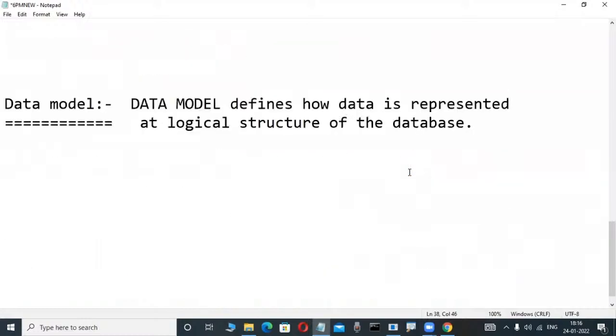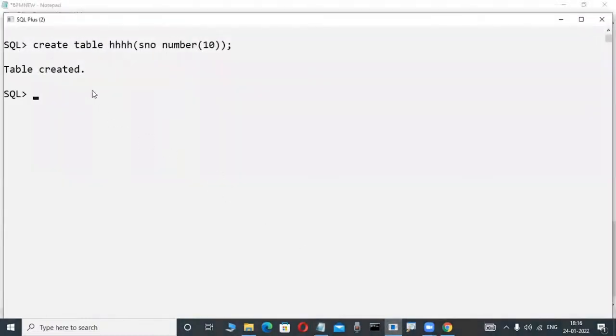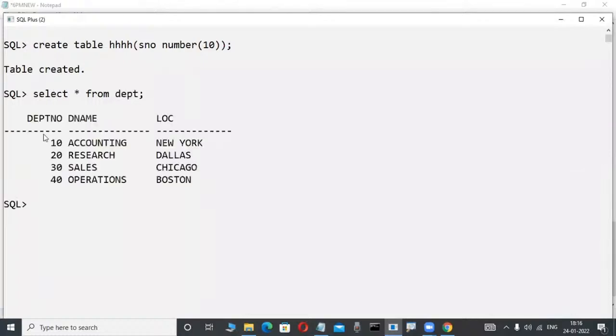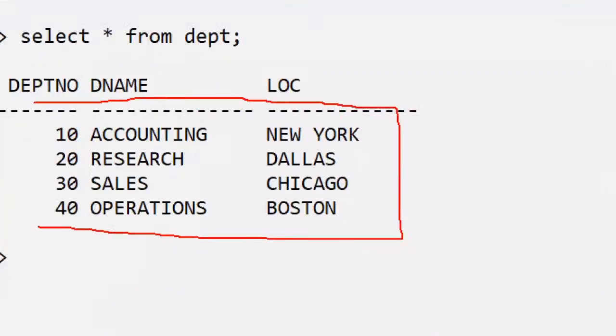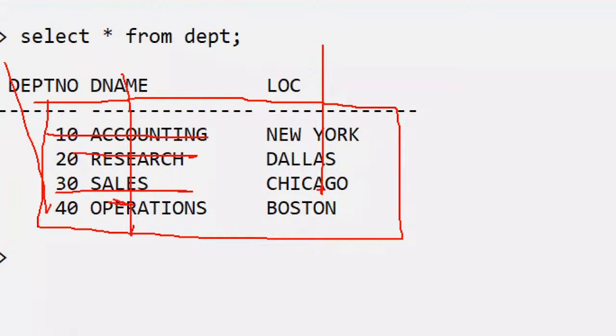Very good. Now here in this database, how data is represented, that is specified in the format of what? Records only. But unfortunately, these collections of records are in matrix format only. That's why always observe here. Whenever there is a logical structure, data is represented at a logical structure in a matrix format, rows and also columns only. That's why this is a data model, how data is represented at a logical structure.